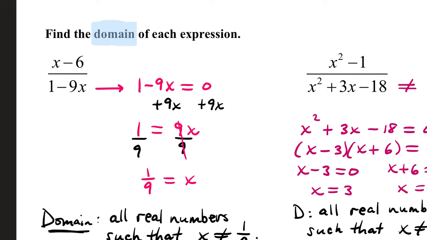Well, that's going to be a whole lot of numbers, so the most efficient way to work these out is to find out what does make your denominator zero and just not use it. 1 − 9x = 0. Let's add 9x to both sides, and that leaves us with 1 = 9x. Divide both sides by 9, and we find that x = 1/9. Now, remember, we don't want a zero denominator, so the domain is all real numbers such that x is not equal to 1/9.